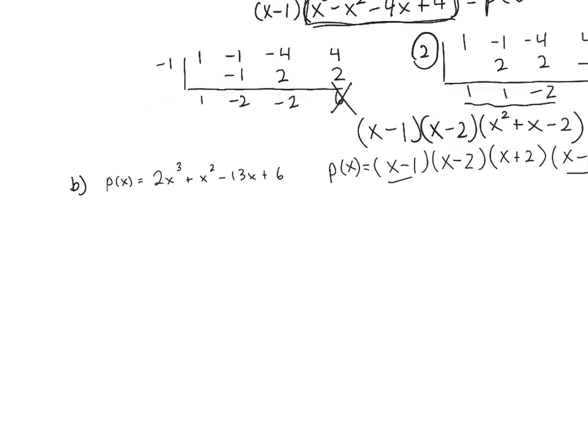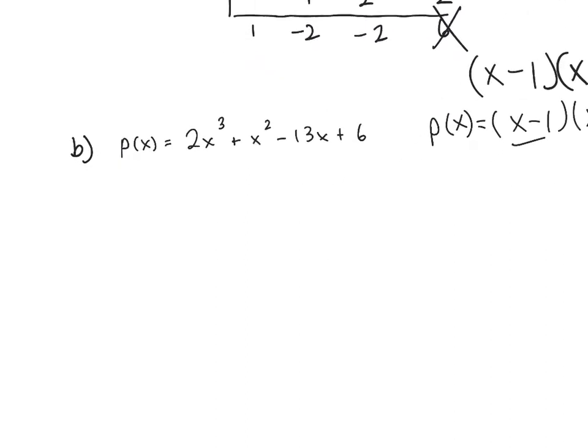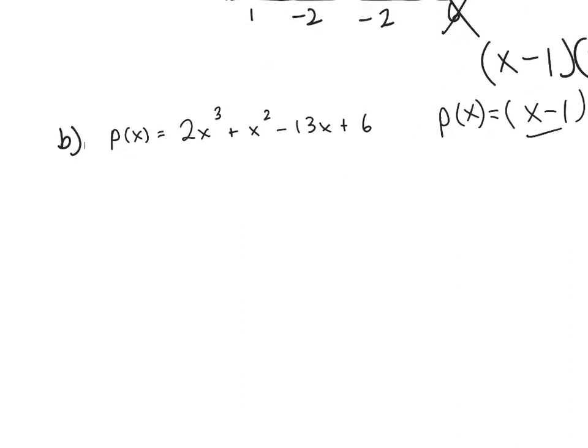So let's practice this again. Part B, same directions, find all the rational zeros and graph the function. So we start with P, which are factors of 6. So plus or minus 1, 2, 3, and 6. And then Q are factors of 2 right here, so that's plus or minus 1 and 2.